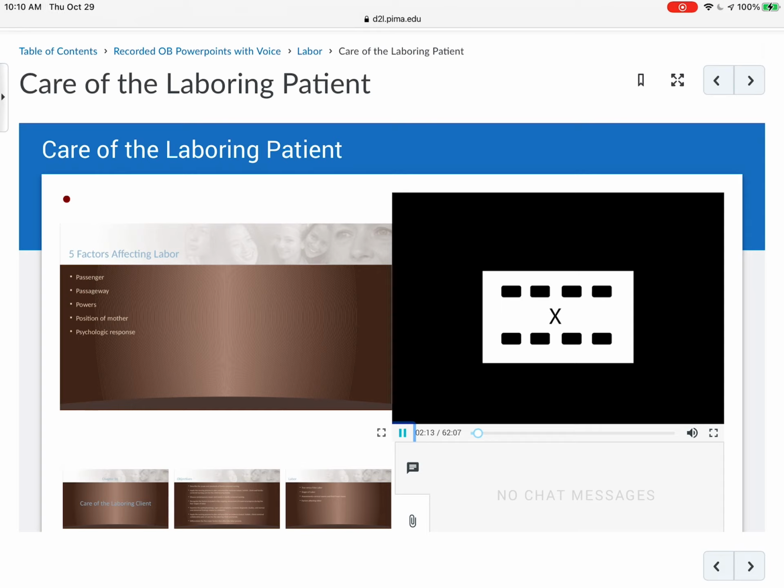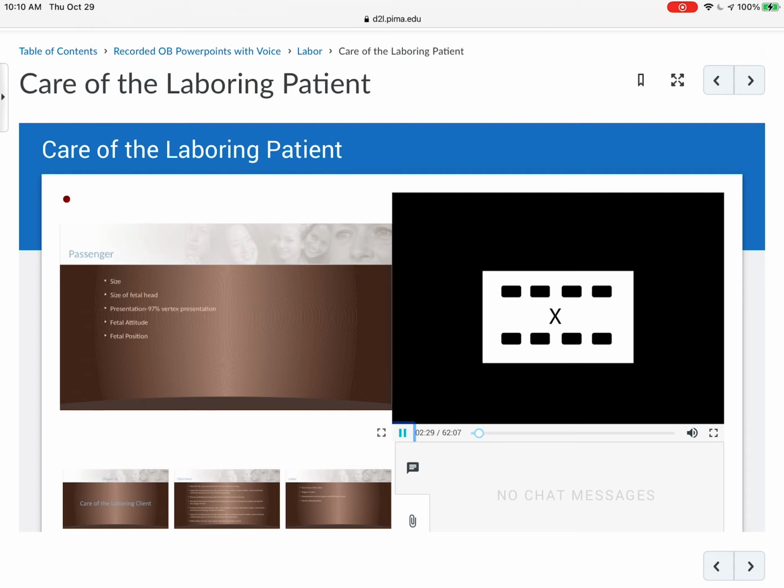Is the patient saying, I can do this, I can do this? Is she very positive and working really hard? Or maybe she's given up and says, I can't do this anymore, and she needs a lot of encouragement. So all these things will affect a woman's labor.